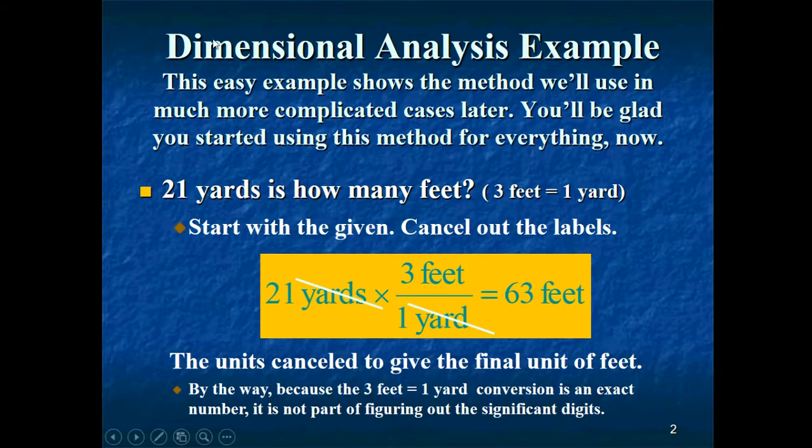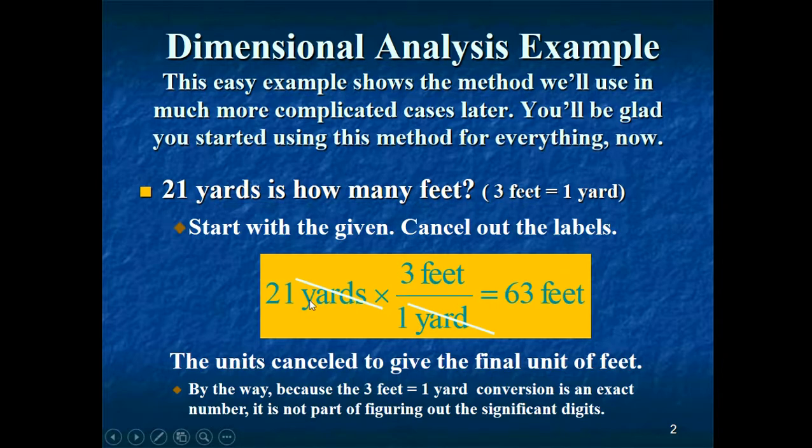All right, we start with what's given, 21 yards. Now that we're at 21 yards, we need to use our conversion factor, and because it's 21 yards, our yards must be on the bottom of our conversion. So 3 feet over 1 yard. That way our yards cancel out. The label that's left is feet, and we look up here. Yes, that's what they wanted.